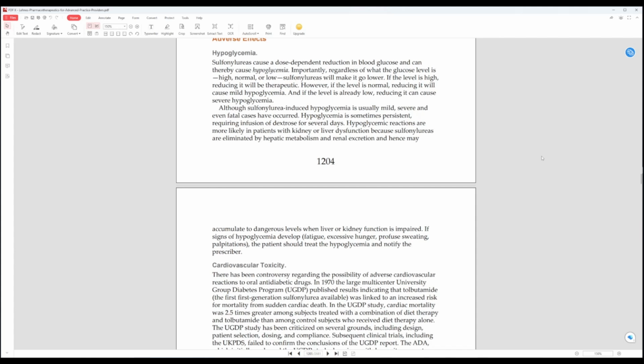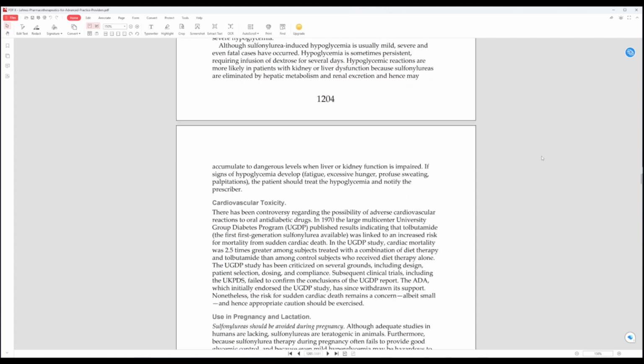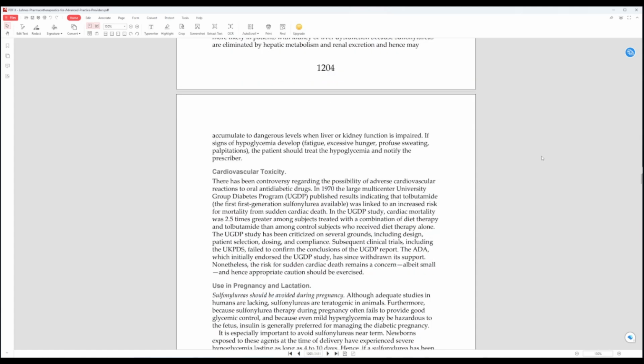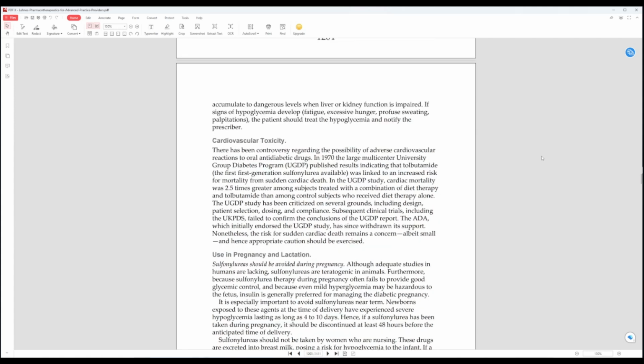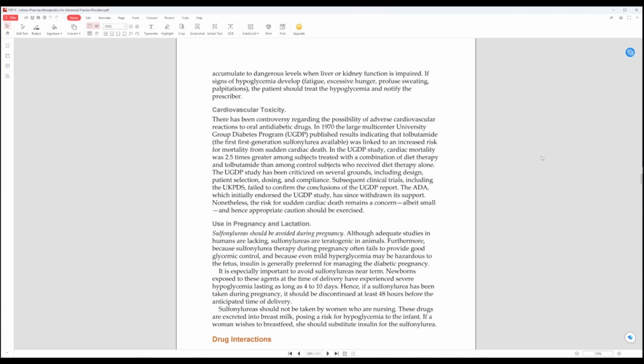Although sulfonylurea-induced hypoglycemia is usually mild, severe and even fatal cases have occurred. Hypoglycemia is sometimes persistent, requiring infusion of dextrose for several days. Hypoglycemic reactions are more likely in patients with kidney or liver dysfunction because they are eliminated by hepatic metabolism and renal excretion, and therefore may accumulate to dangerous levels when liver or kidney function is impaired. If signs of hypoglycemia develop, fatigue, excessive hunger, profuse sweating, or palpitations, the patient should treat the hypoglycemia and notify their prescriber.